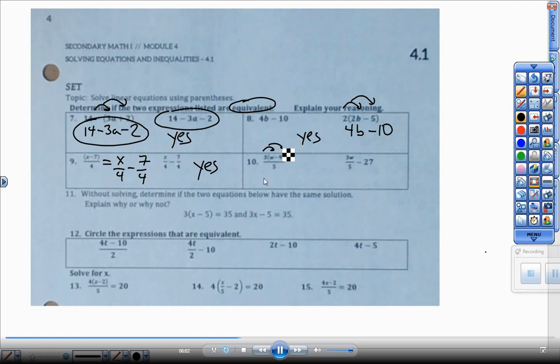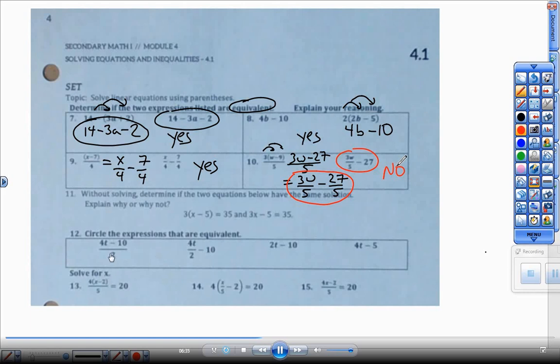This one, 3 times w, 3 times negative 9 gives me 3w minus 27 over 5. If I do that split and divide 3w by its own 5, minus 27 divided by its own 5, you split it up, you can see those are not the same, which means these are not equivalent. This is a big fat no. All right, let's keep going.